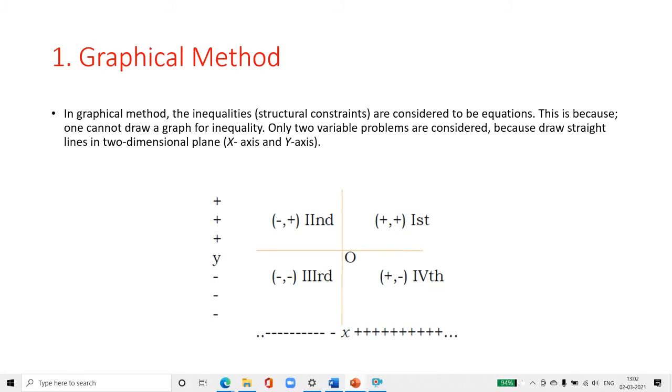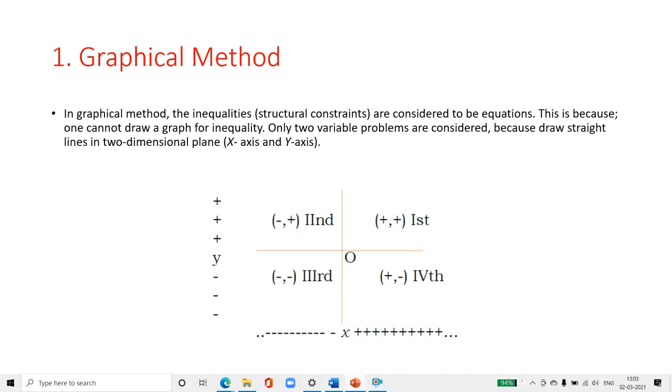In the graphical method, if the objective function z is a function of two decision variables only, this type of problem can be solved by using the graphical method. A problem of three variables is complicated to solve by the graphical method, so we can solve only two-variable problems by using the graphical method.